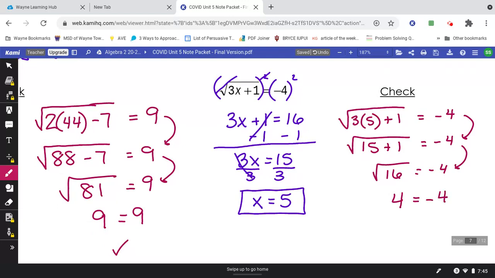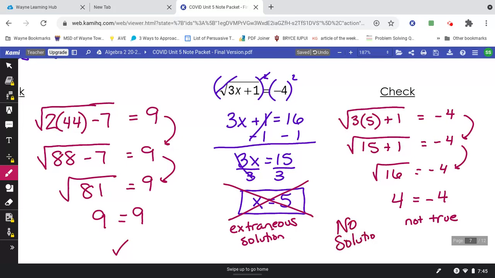And notice right there, 4 is not equal to negative 4. Which means that this is not an answer. It's what we call an extraneous solution. So if that 5 is not an answer, then I don't have any answers, and I write my answer as no solution. If I threw out my only answer, then I have no solution.